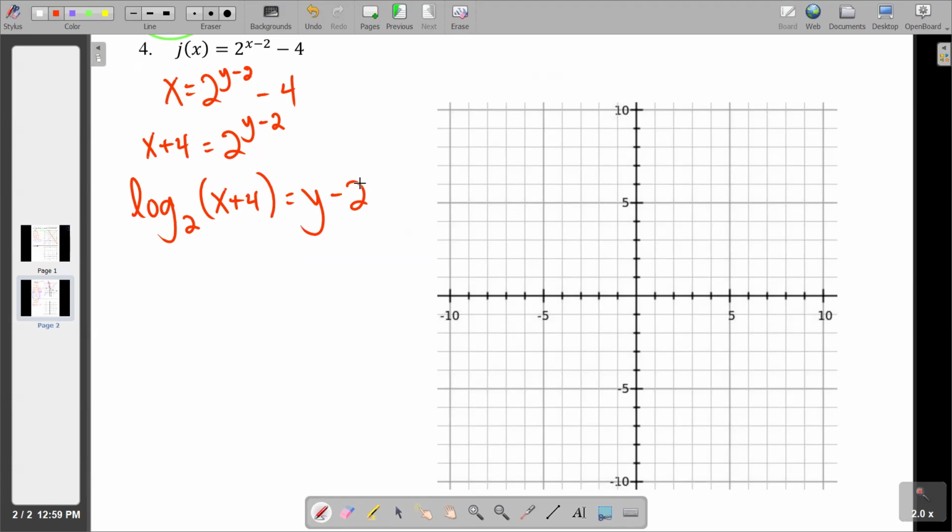And then we're almost there, right? We got to get the y by itself. There's no need to write the y equals step if you know you're just going to change it to the inverse notation. So if it were me personally, I would just jump right in and say j inverse of x is equal to log base 2 of x plus 4 plus 2. You would agree that it feels redundant if we keep writing y and then the other notation. So just skip it.